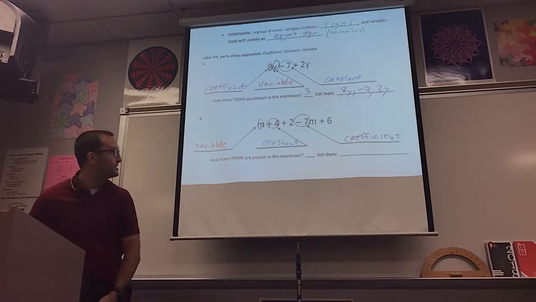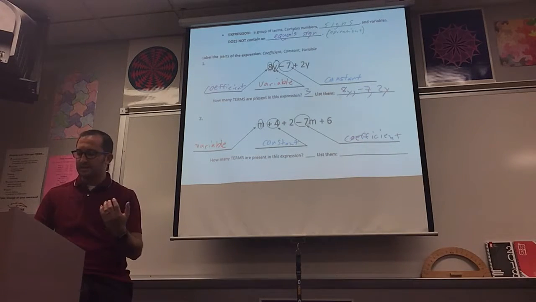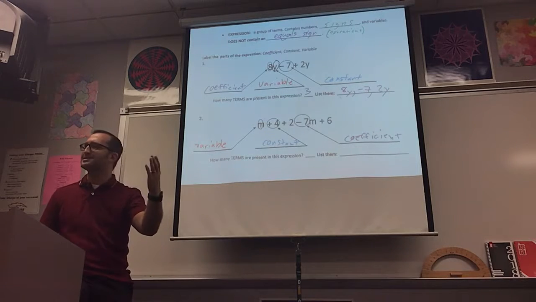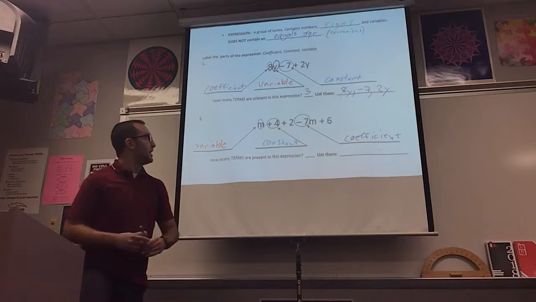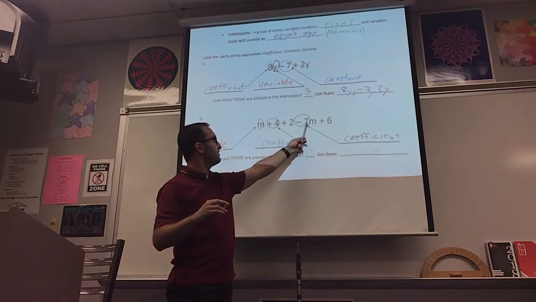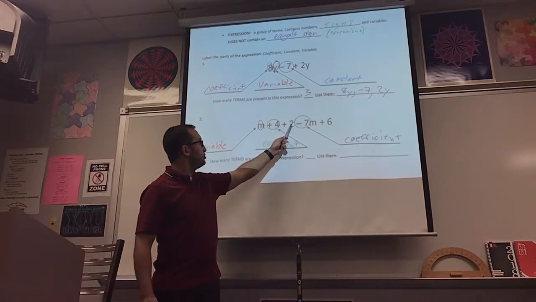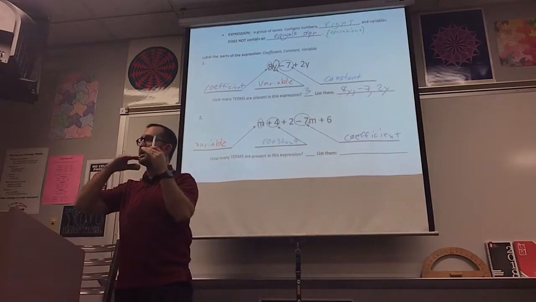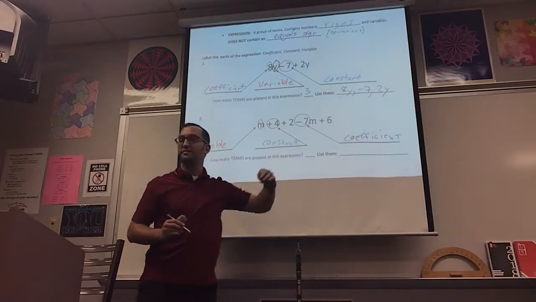Yeah. That was confident. And now the number of terms is pretty much the things that are separated by the plus and minus signs, right? The number of terms. So how many terms are there? There's 5. There's 1, 2, 3, 4 plus and minus signs. So there are 1, 2, 3, 4, 5 terms.